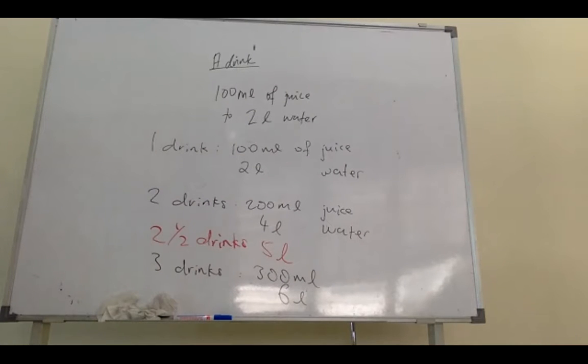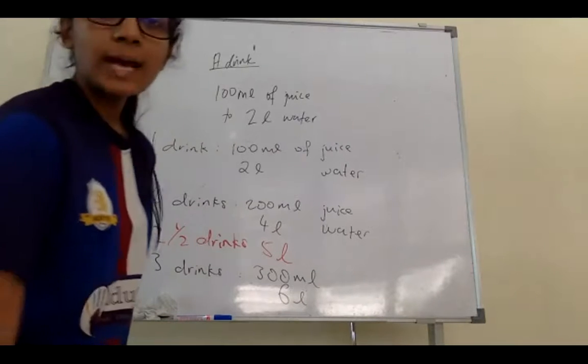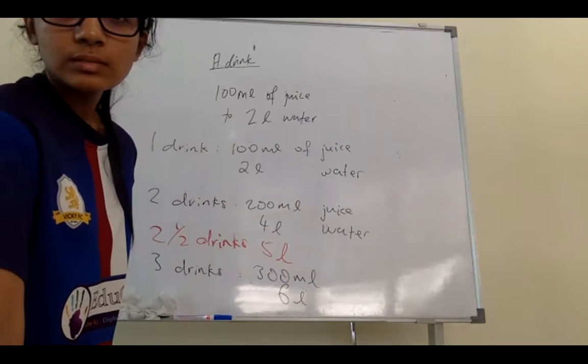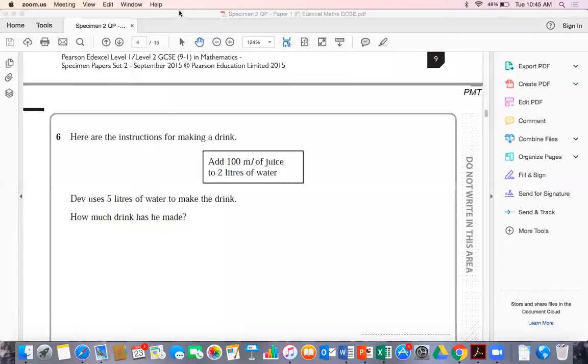So we're not supposed to find the milliliters. They're asking for drink, but the milliliter is the juice. Yeah, I got 2.5 drinks. See, the question says, this is to make a drink. You use 100 ml of juice and 2 liters of water. So now using 5 liters of water, how much drink has he made? Not how much juice has he made.